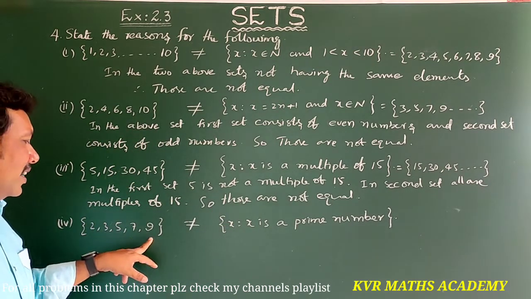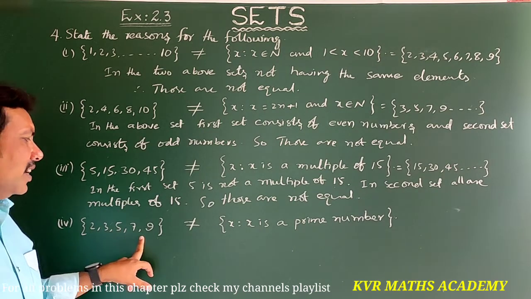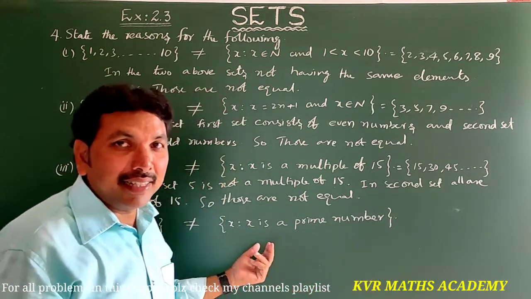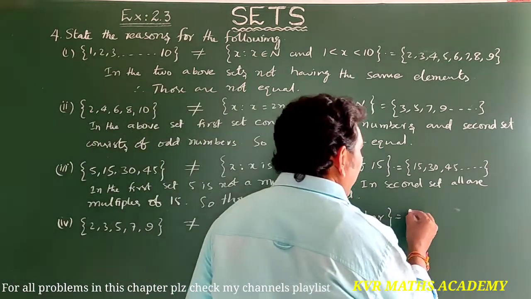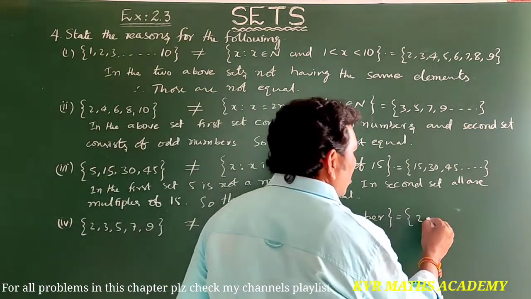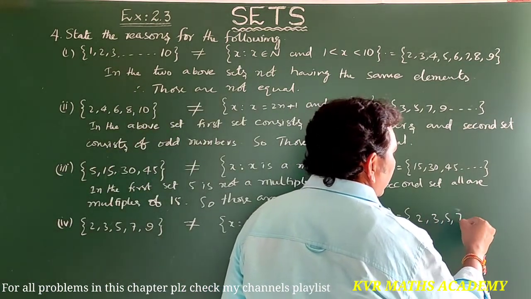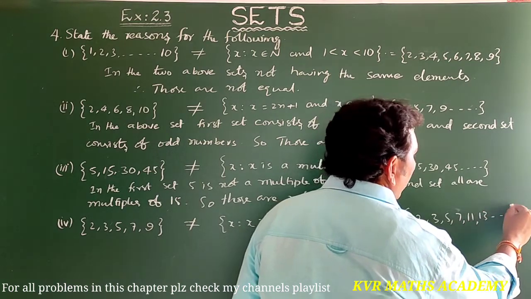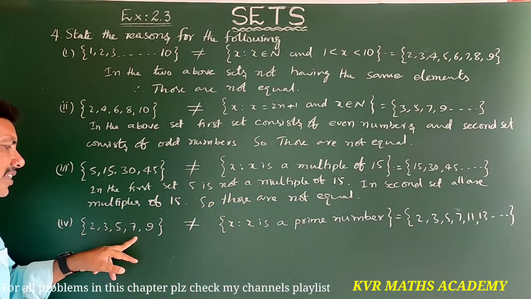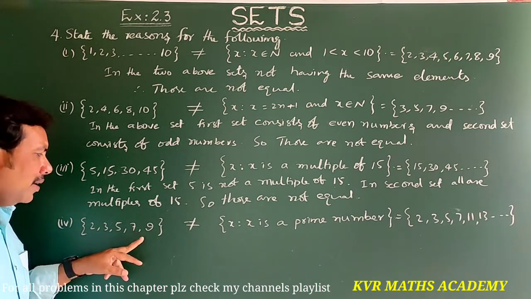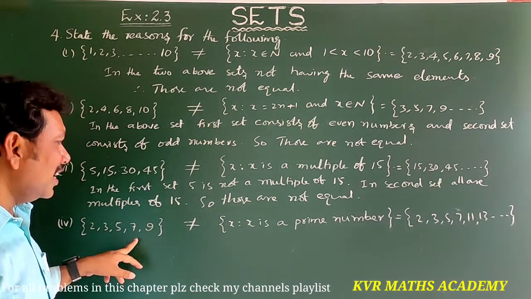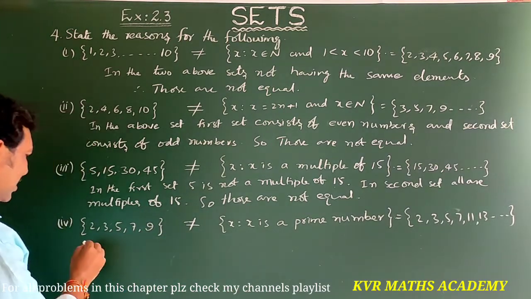Coming to the final one, fourth one. {2, 3, 5, 7, 9} is there. Set of 2, 3, 5, 7, 9. Here {x : x is a prime number}. x such that x is a prime number means, convert and write into roster form. Prime numbers 2, 3, 5, 7, 11, 13 and so on, right? So here in the first set, 2, 3, 5, 7, these 4 are prime numbers. 9 is not a prime number. Isn't it? Yes, that's why these both are not equal.